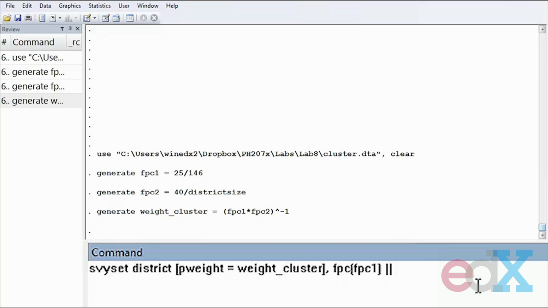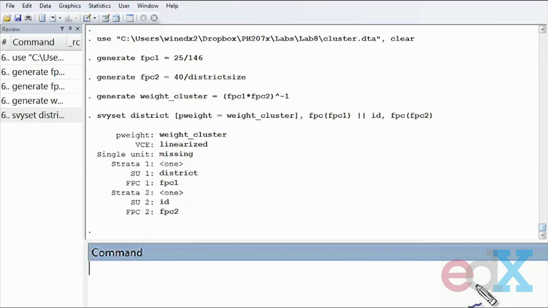The next stage is we sample people within districts. So after the double bars, put the identifier for the people in your survey data, which is ID. And then if you want to specify a finite population correction, we would say FPC parentheses FPC2. And now you survey set your data.